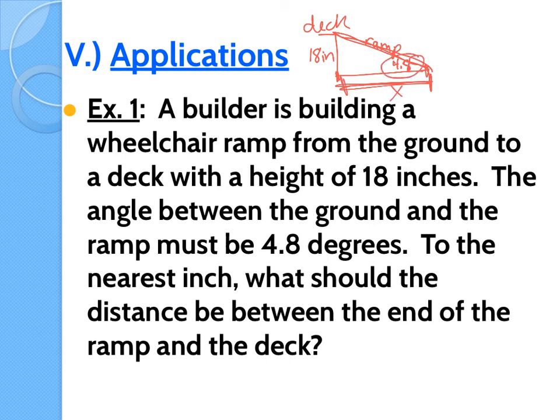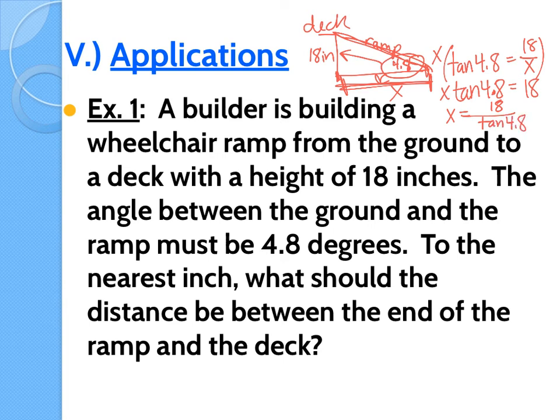I go to my angle and I see that I have the opposite and the adjacent, which means I'm going to be using the tangent function. So I'm going to do the tan of 4.8 equals 18 over x. I would multiply both sides by x, so I get x tangent of 4.8 equals 18. Notice I put the x in front of tangent. I don't like to put it after because sometimes it gets stuck in the tangent. And now I'm going to divide by tangent, so x equals 18 divided by tangent of 4.8. Make sure you're closing parentheses, make sure you're in degree mode, and you should get about 214 inches.